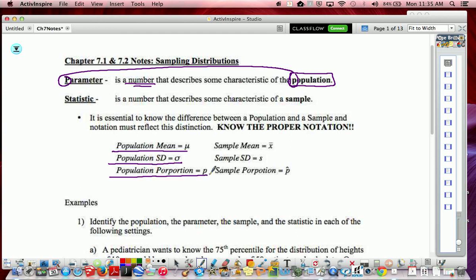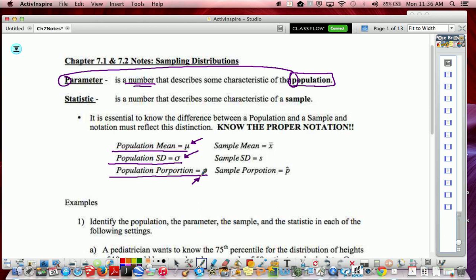So you'll see down here, me say population mean, population standard deviation, population proportion. There's going to be specific symbol notation that we use to represent parameters. If we're talking about a population mean, we use the symbol mu. If we're talking about a population standard deviation, we'll use the lowercase sigma. And if we're talking about a population proportion, we'll use the lowercase letter p. So you'll see us use these symbols quite often. Your book will use them also.